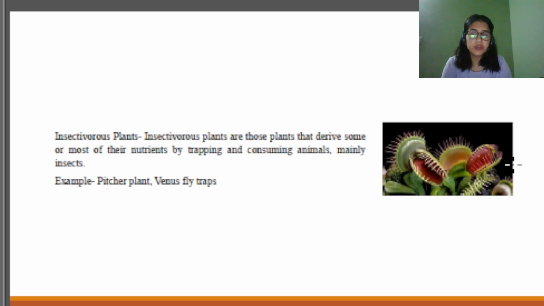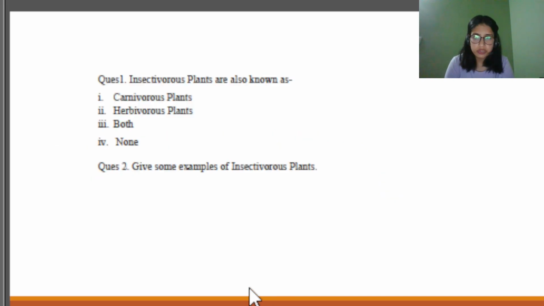Yes, so examples of these types of plants are the pitcher plant and Venus flytraps. So they are like traps. We must have seen flytraps in real life as well. So a plant which also looks like that is given its name accordingly. So Venus flytraps and pitcher plants are examples of insectivorous plants. You can explore them by yourself again. So we should be moving forward.